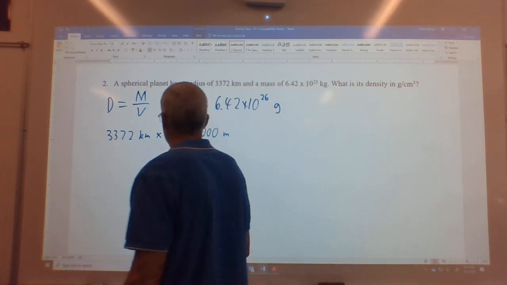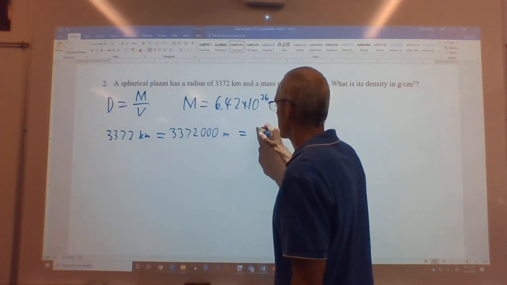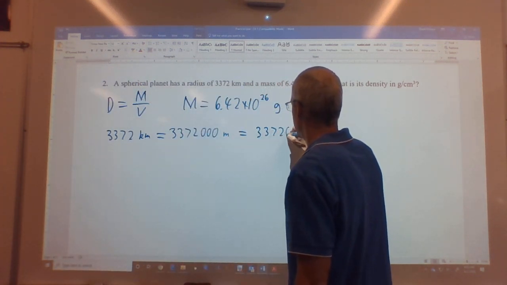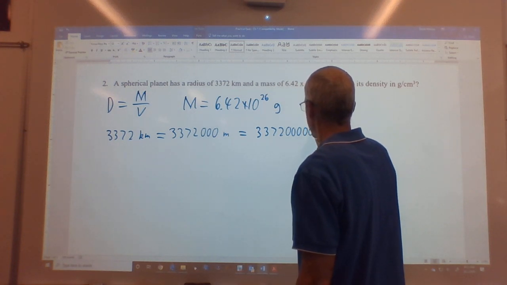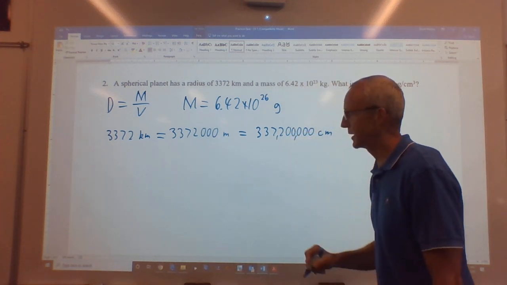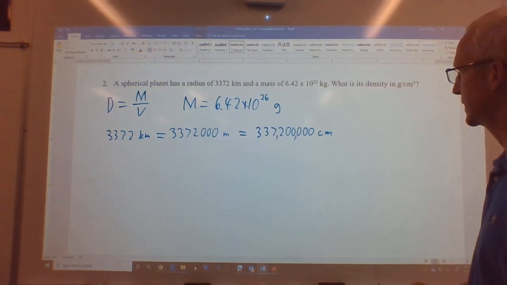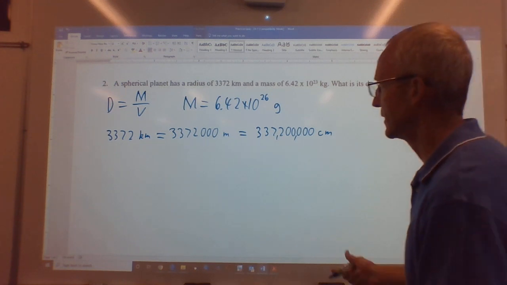Why did I say times there? That should be equals. And so that's equal to 3372000 with 2 more zeros centimeters. Put some commas there: 337,200,000 centimeters. Now we need the volume.